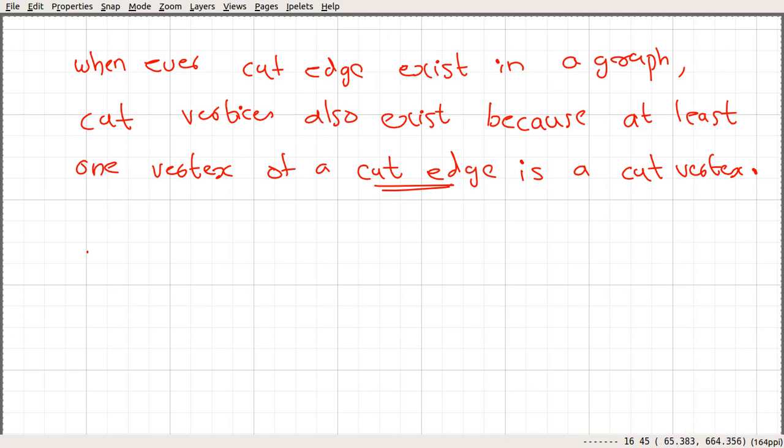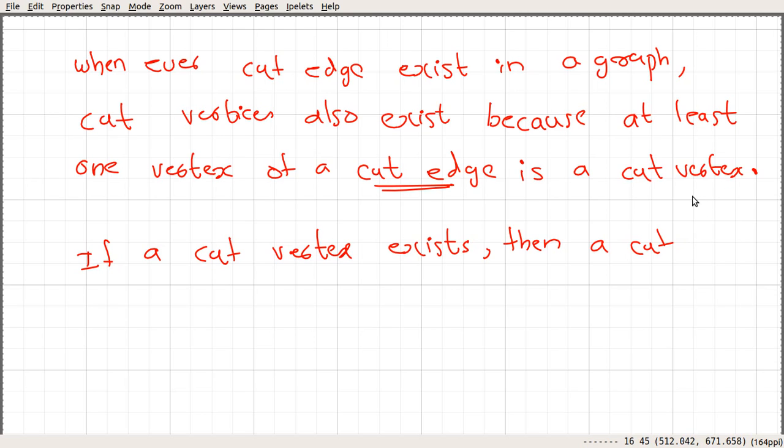For example, if a cut vertex exists, then a cut edge may or may not exist in the graph. Let me give an example for such a situation.